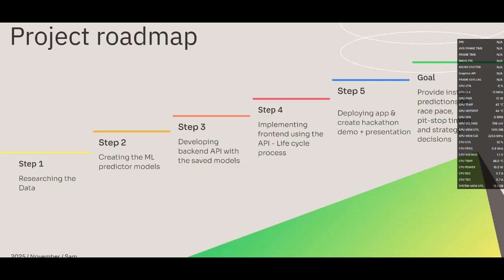So step 1 was researching the data, not just the data, but the race cars and the tracks, how they work, and creating the ML predictor models. Every step took 1 week, and it was a lot of work. Step 2 was developing the backend API with a Python Flask model, then hosting it with Azure Web Service, which I'll talk about more. Step 3 was implementing the front end using the backend API.